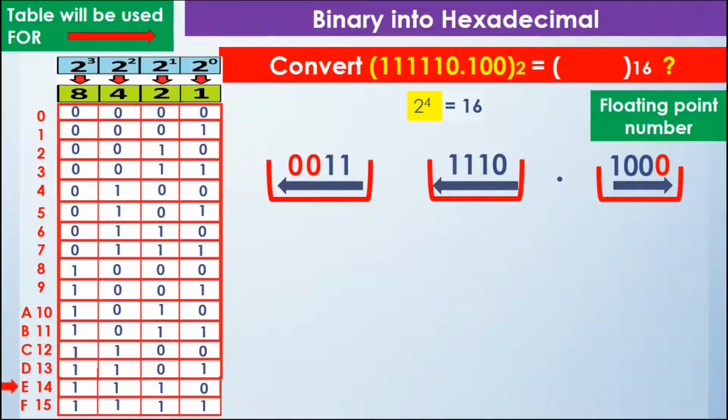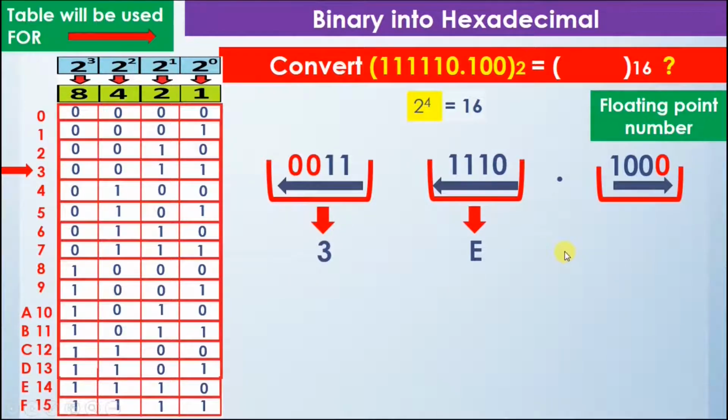First of all, we will find 1110 in the table. Here is 1110 in the table and it is equal to which digit in hexadecimal? That is E. So we write 1110 as E. Next we will find the value 0011 in the table. So where is the value 0011 in the table? Here is the value 0011 in the table and it is equal to 3. So we write 3 here.